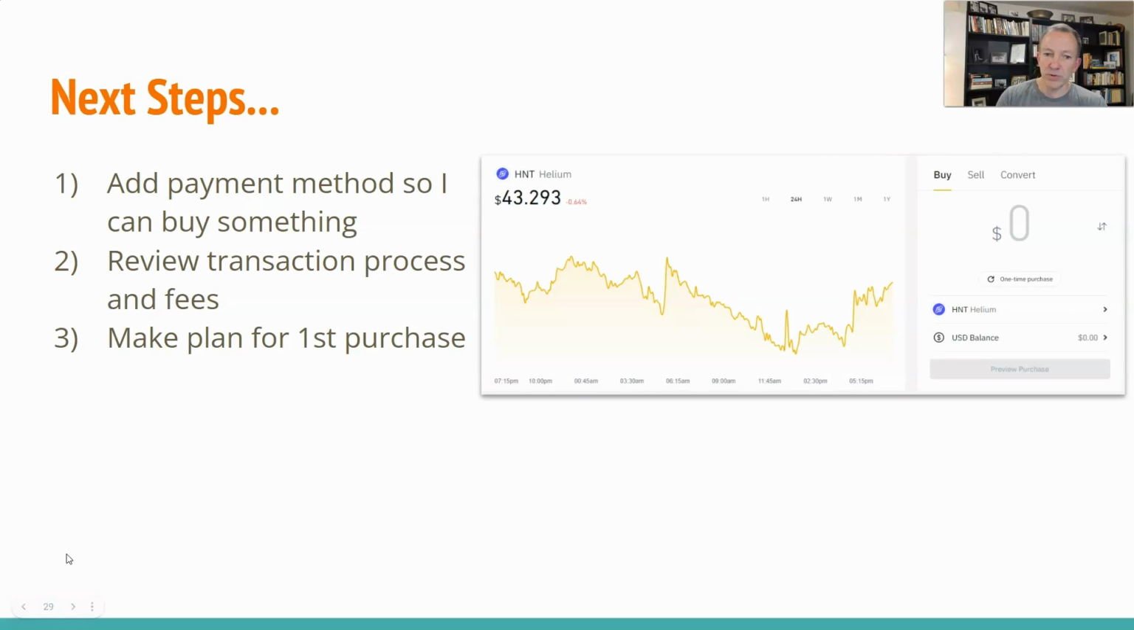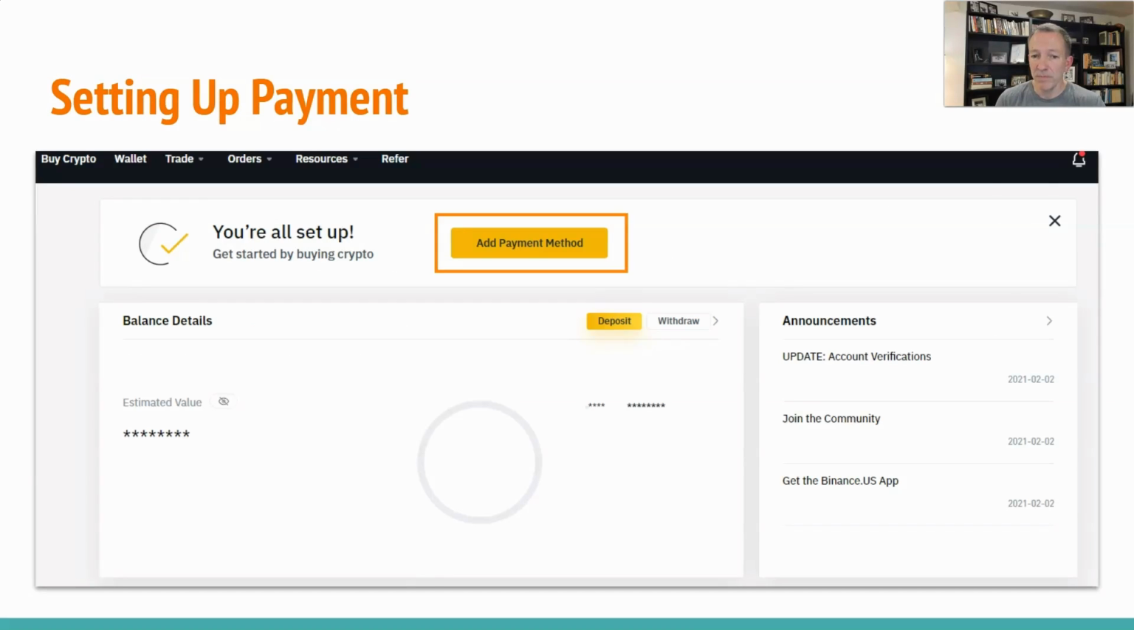So first of all, I just went over this, add a payment method, do a little bit of review so I kind of have an understanding, at least at a high level, about what else might be involved as far as fees go. And I'll start thinking about what my plans are for the first purchase. So first of all, now that I've got my account set up, the next thing I need to do is just add a payment method because I've got zero money in the account. It's just like a bank account. I have zero funds in it, so there's nothing I can do.